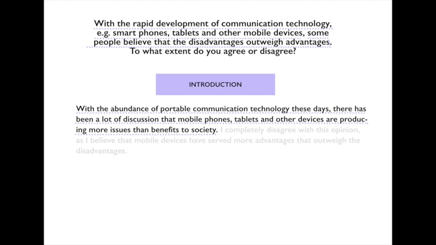So I just change it around and I say, with the abundance of portable communication technology these days, there has been a lot of discussion that mobile phones, tablets, and other devices are producing more issues than benefits to society.